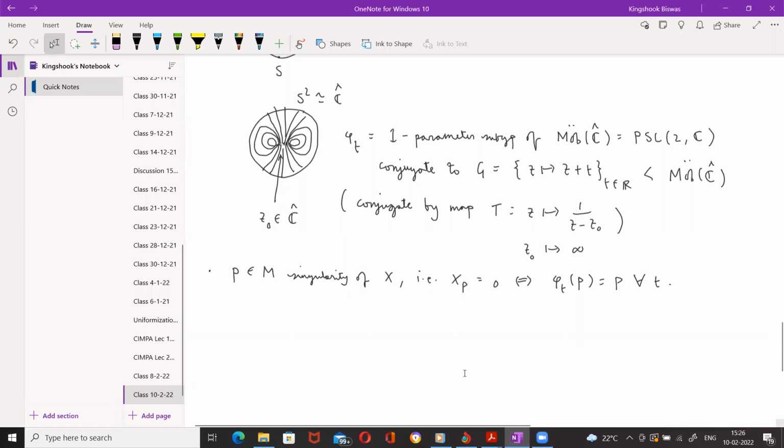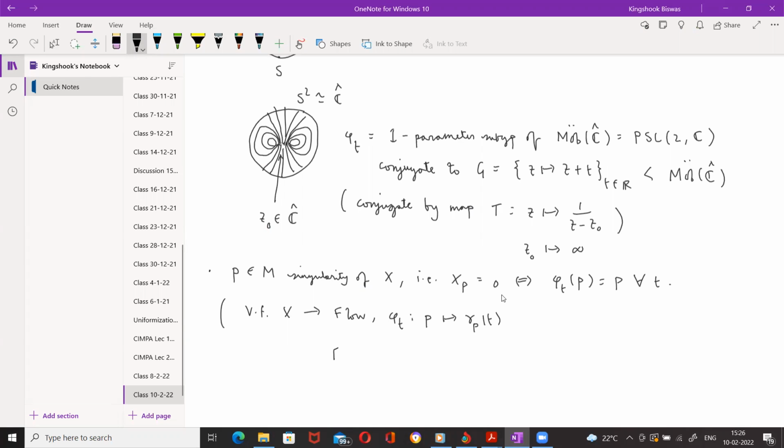So what I was saying is that singularities of the vector field are fixed points of the flow. Is this clear? So note that, a vector field X gives a flow phi t, p maps to gamma p of t. But you can go backwards.